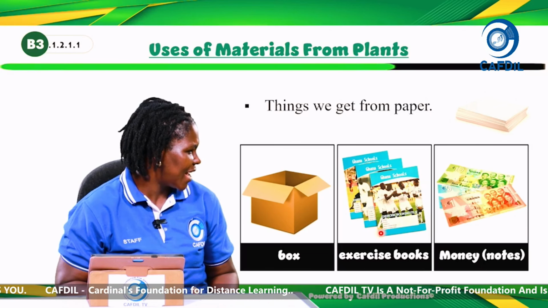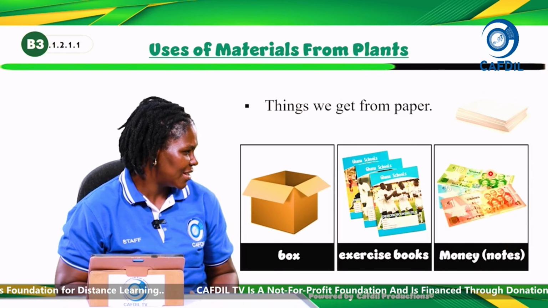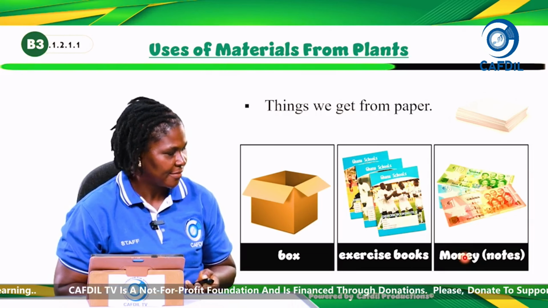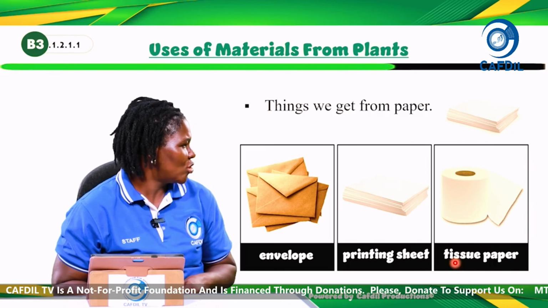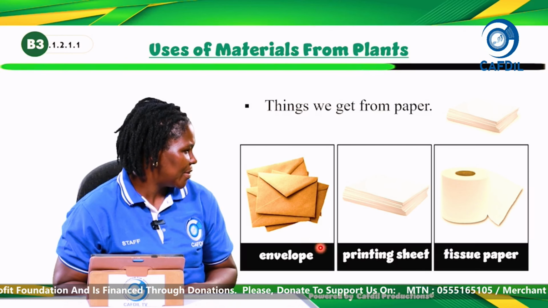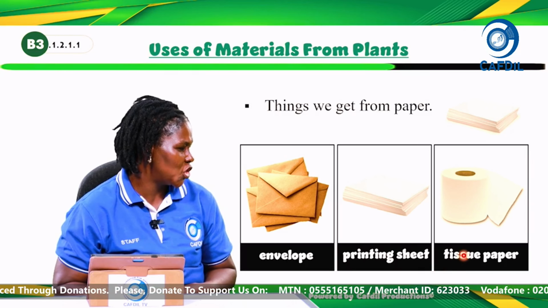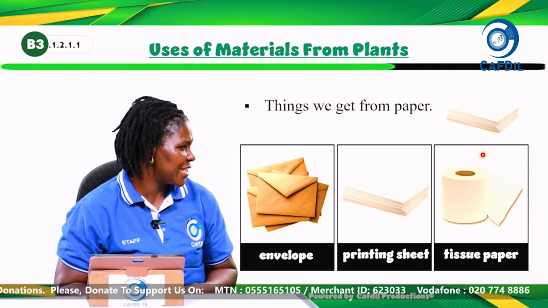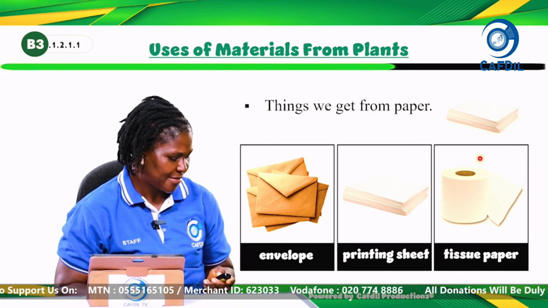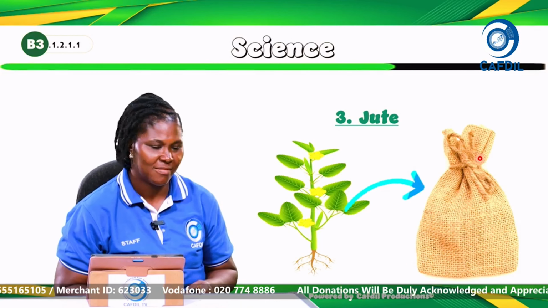We get exercise books, and then money, that is the notes. Yes, the money notes. Good. We can also get envelope, printing sheets, the A4 sheets, and then tissue paper. We all get it from paper. So things we get from paper. Good. Now the third one is jutes.